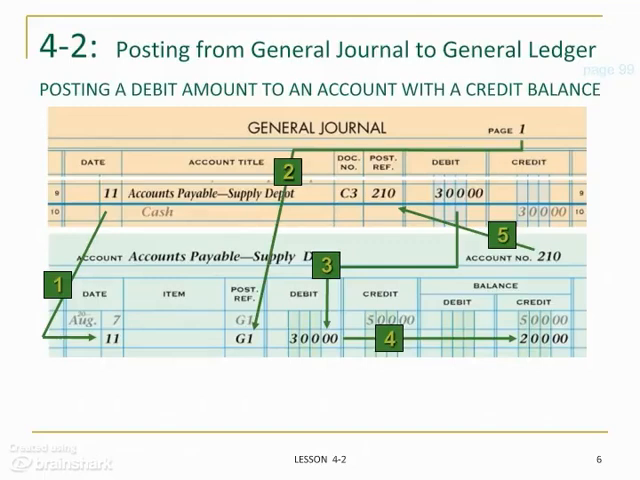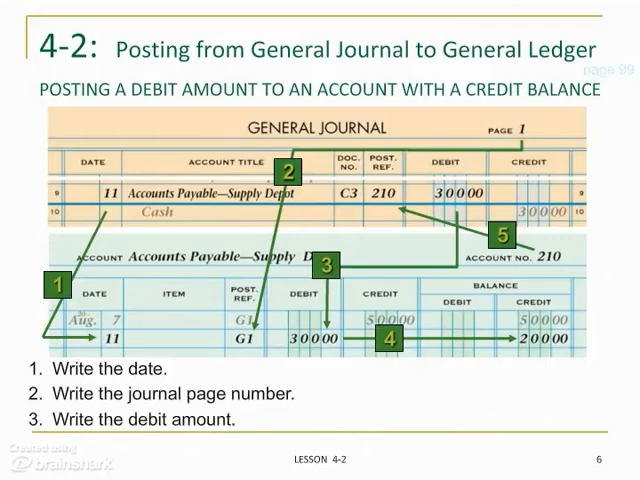Accounts payable has a normal balance of a credit. So if we're posting a debit to that account, we know that we're actually reducing the amount that we owe to Supply Depot. So let's walk through our steps. We're going to write the date first. And then we're going to bring our general journal page number 1 into the post-reference column.